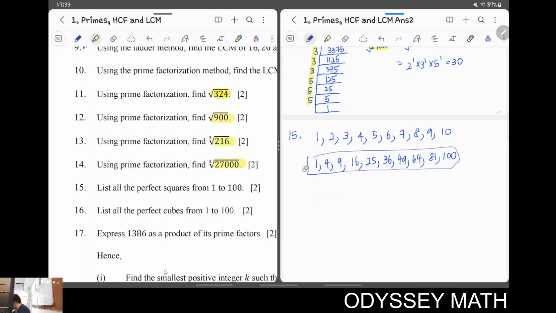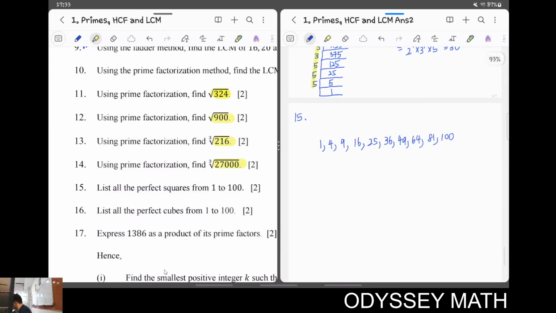So in a way, you can see that list all the perfect squares from 1 to 100. So these are my answers: 1, 4, 9, 16, 25, 36, 49, 64, 81, 100. So these numbers are derived from squaring the numbers from 1 to 10. Can? So that's for question number 15 over here.